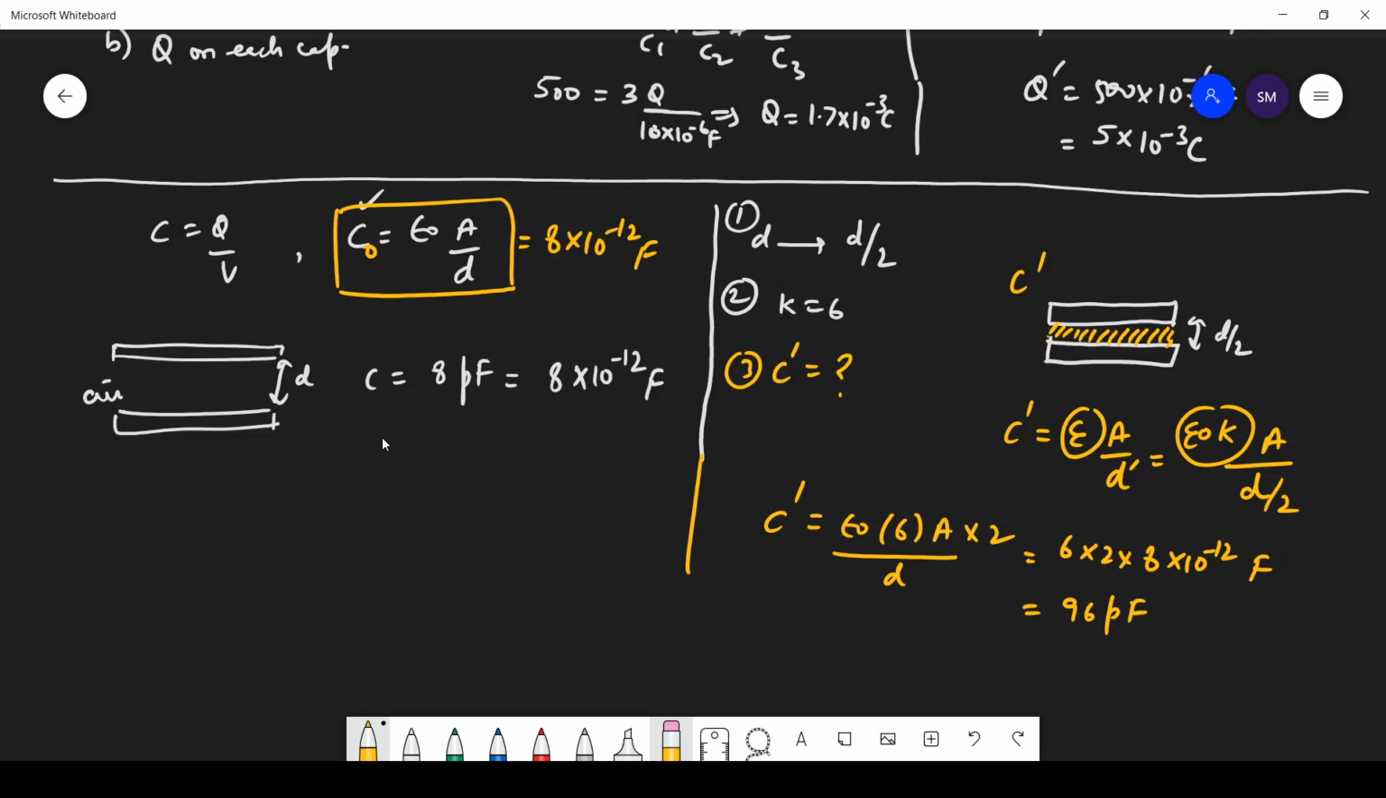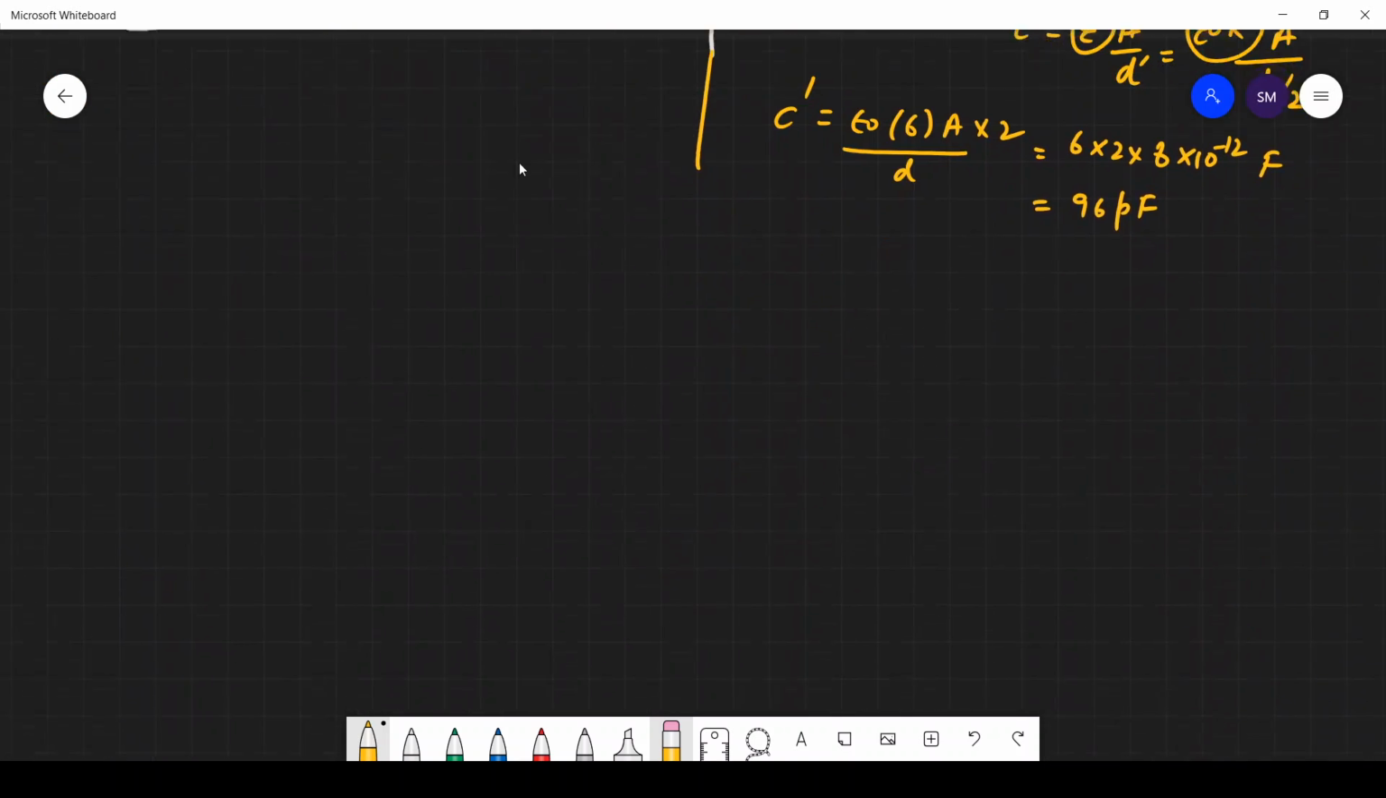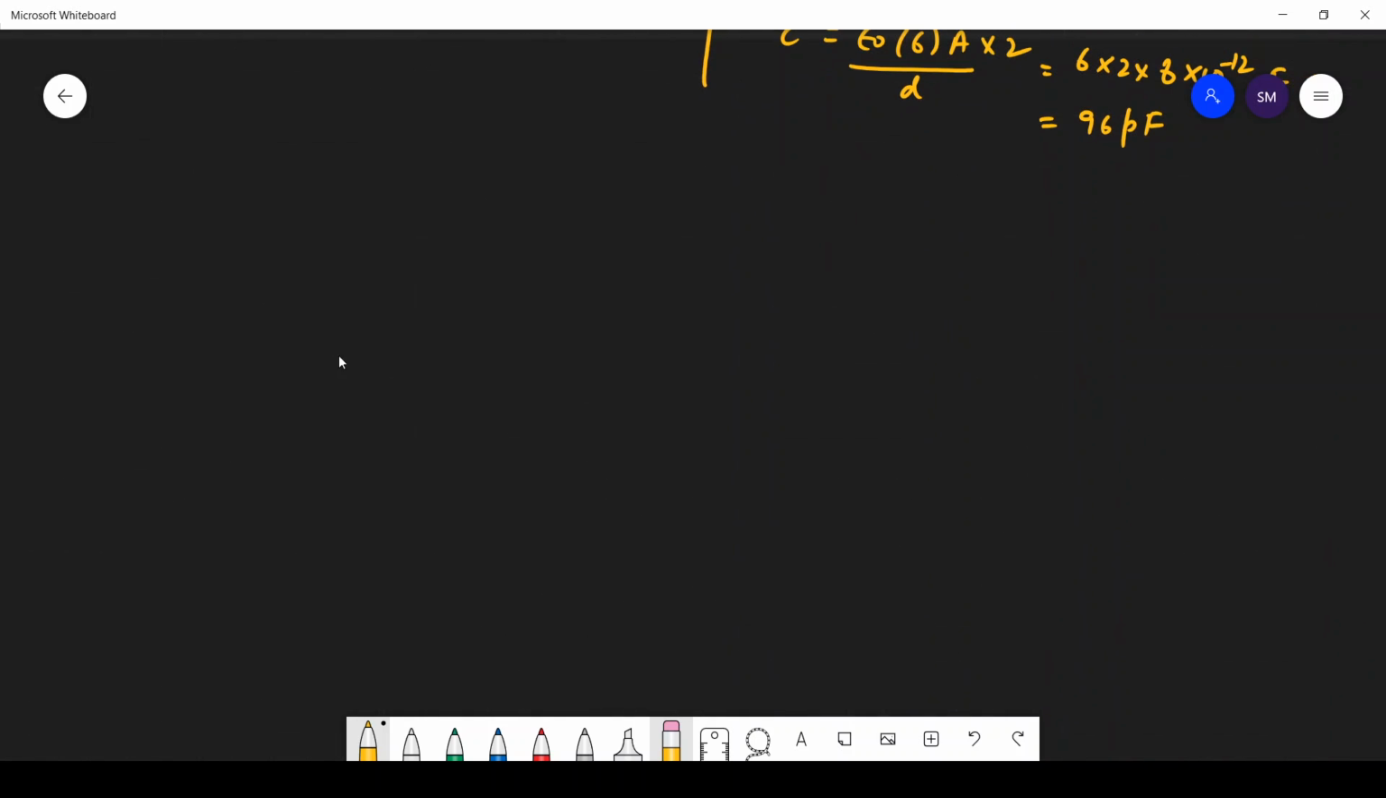So this was exercise question 2.5 of the NCERT. Now we have another question based on this concept, that is 2.6. So 3 capacitors of capacitance 9 microfarad are connected in series, and what is the total capacitance of the combination? So very simple question.